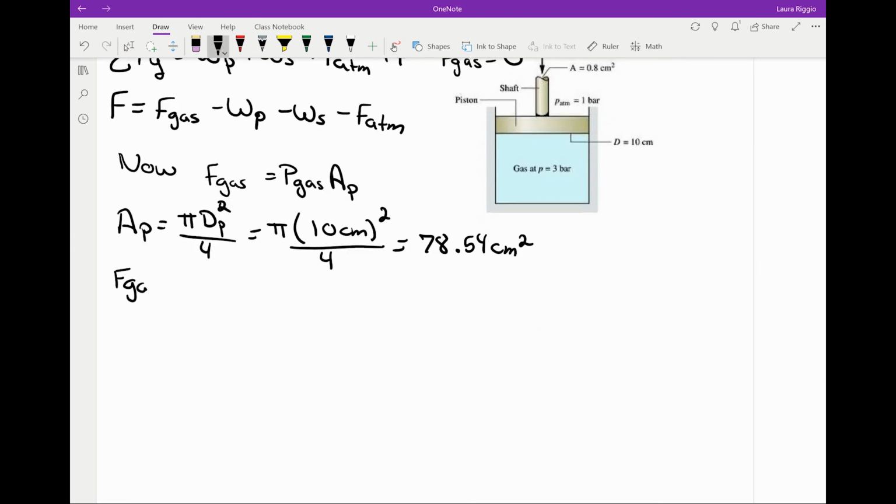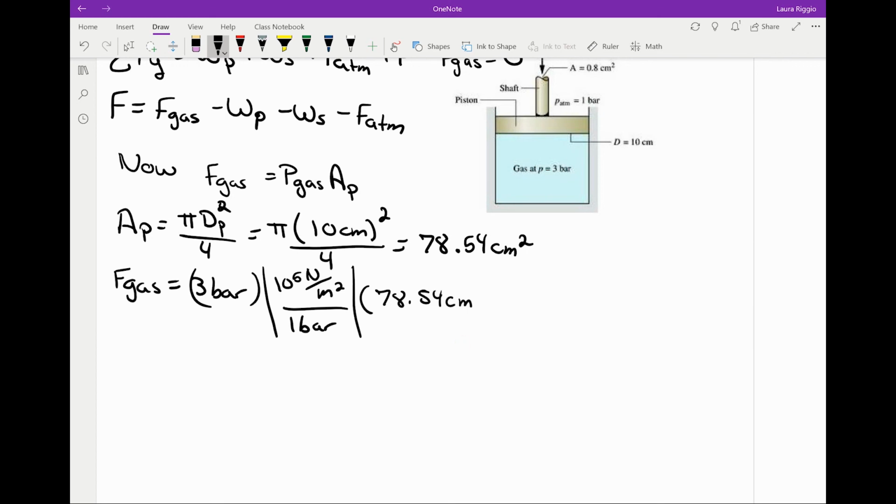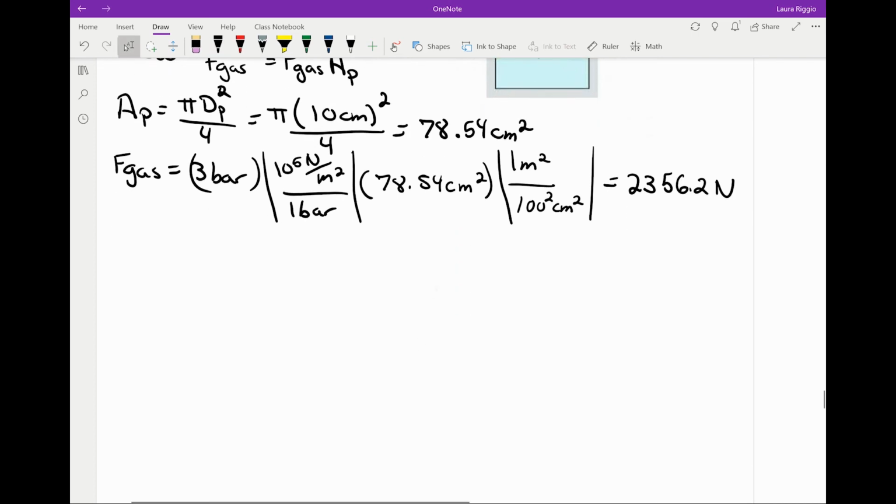So F gas is 3 bar times 10 to the 5 newtons per meter squared per bar times 78.54 centimeters squared times 1 meter squared per 100 squared centimeters, which is 2,356.2 newtons.